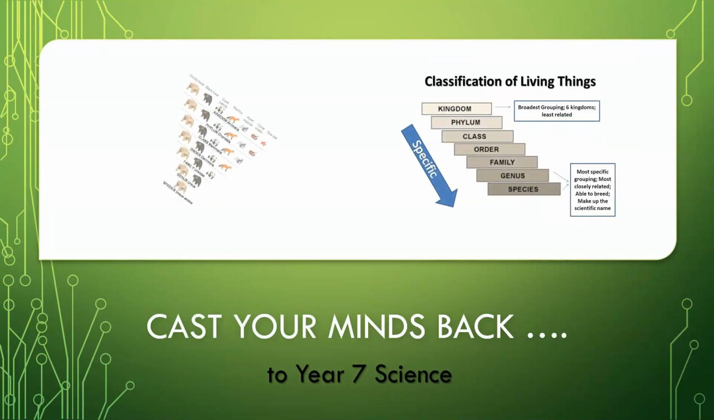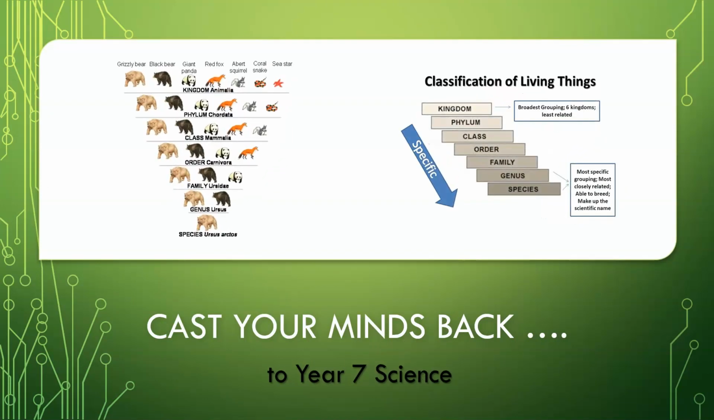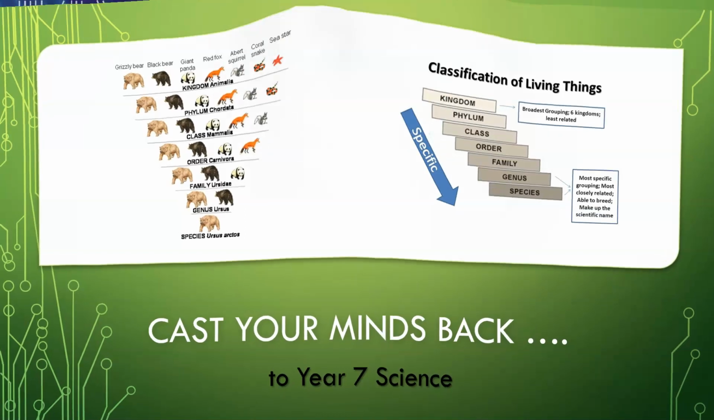Okay, so let's get started, and let's cast your minds back to Year 7 Science, where you were first introduced to the classification of living organisms. You would have learned back then that we have our kingdoms, our phylum, our class, our order, our families, our genus and our species. We're going to look further into this, so don't worry if these things have slipped your mind.